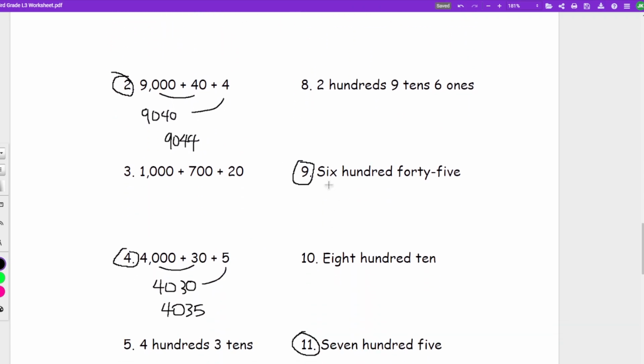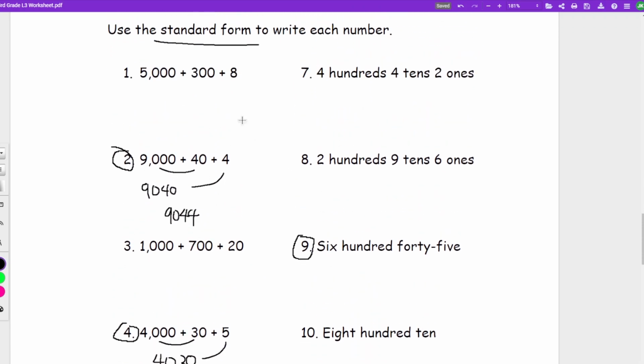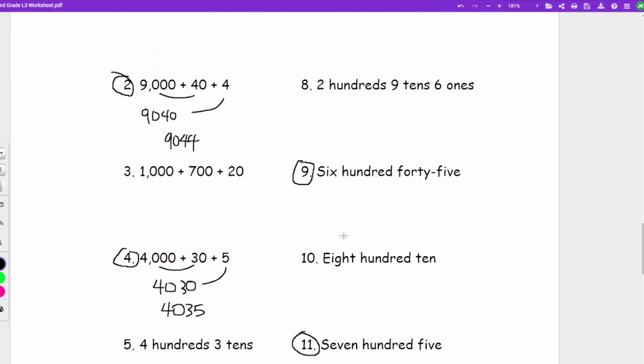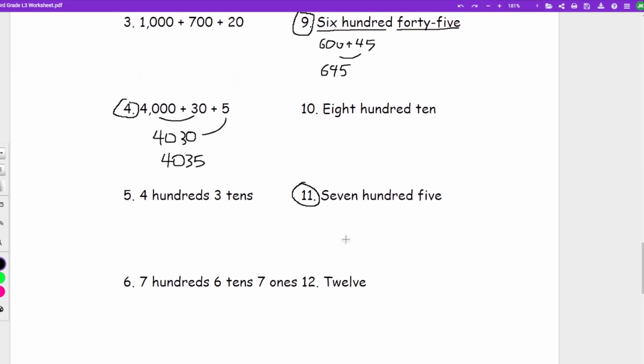Number 9. This is the same thing as these questions over here. It's just in word form. So 600 plus 45. If I add these, I get 645. So that's going to be our answer. Number 11, 705. So 700 plus 5 is 705. And that's our answer.